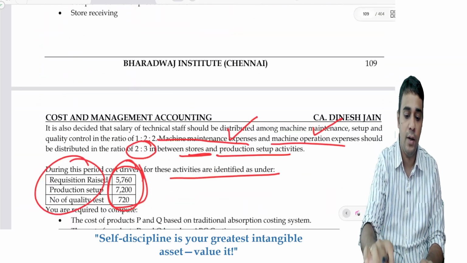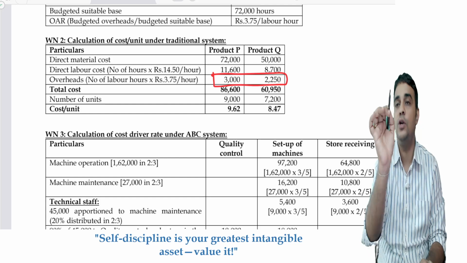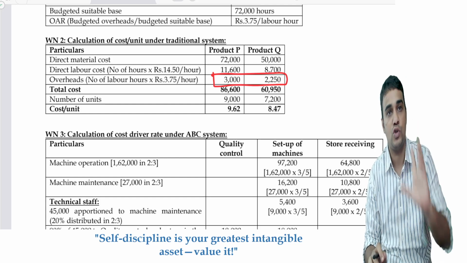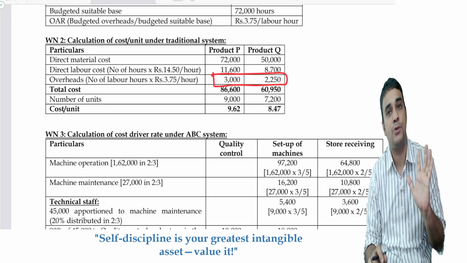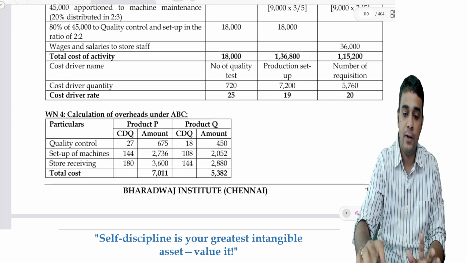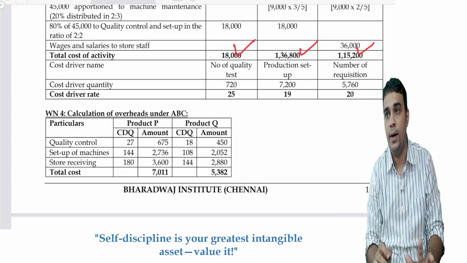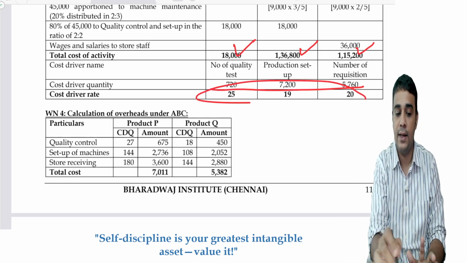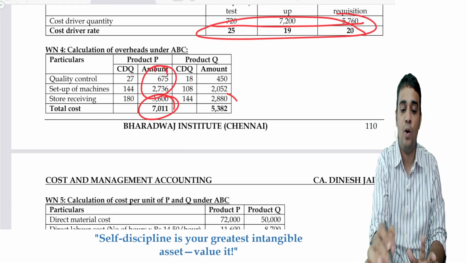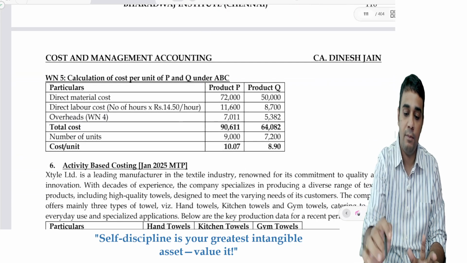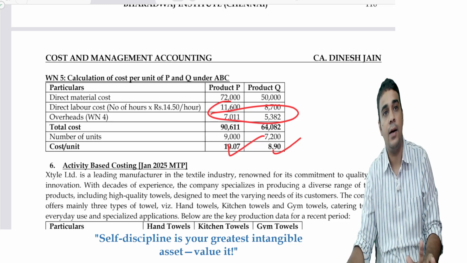Why per unit? Because in my working note 2, I will substitute this 3,002,250 with the new overhead cost, because we have done overall analysis. So we will just do that substitution. If you see here, you have got this 18,000, 136,800, 115,200. After this, you divide, get the CDR, multiply the CDR, get the overhead cost, bring the overhead cost here and get the cost per unit.